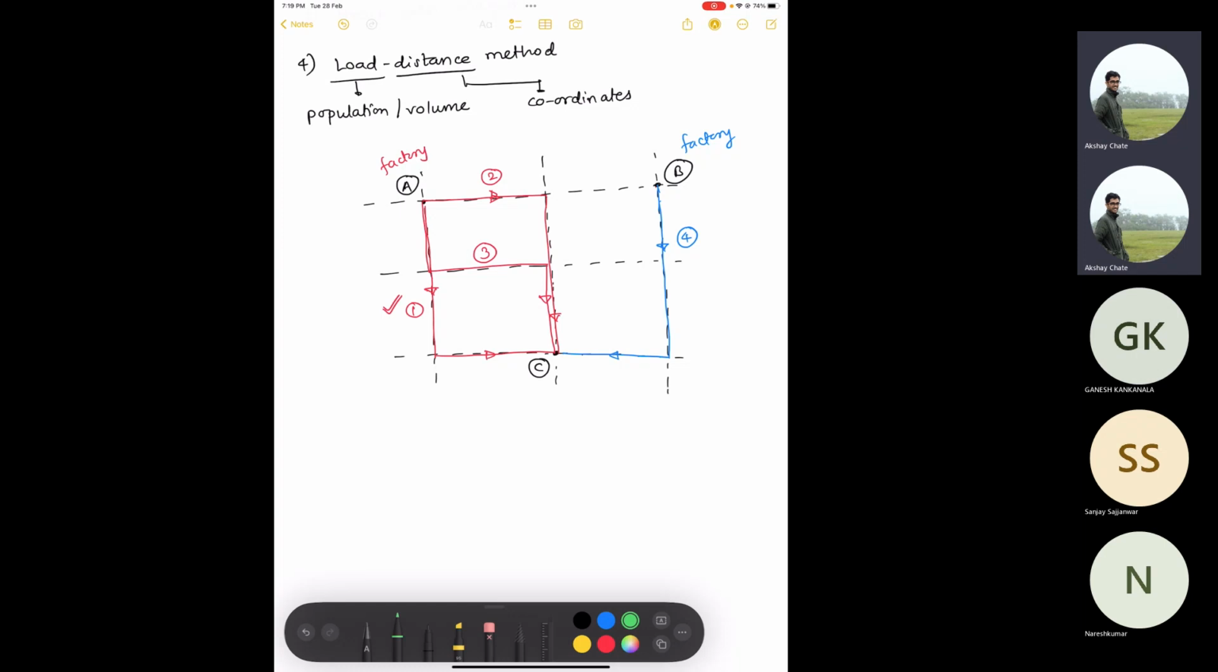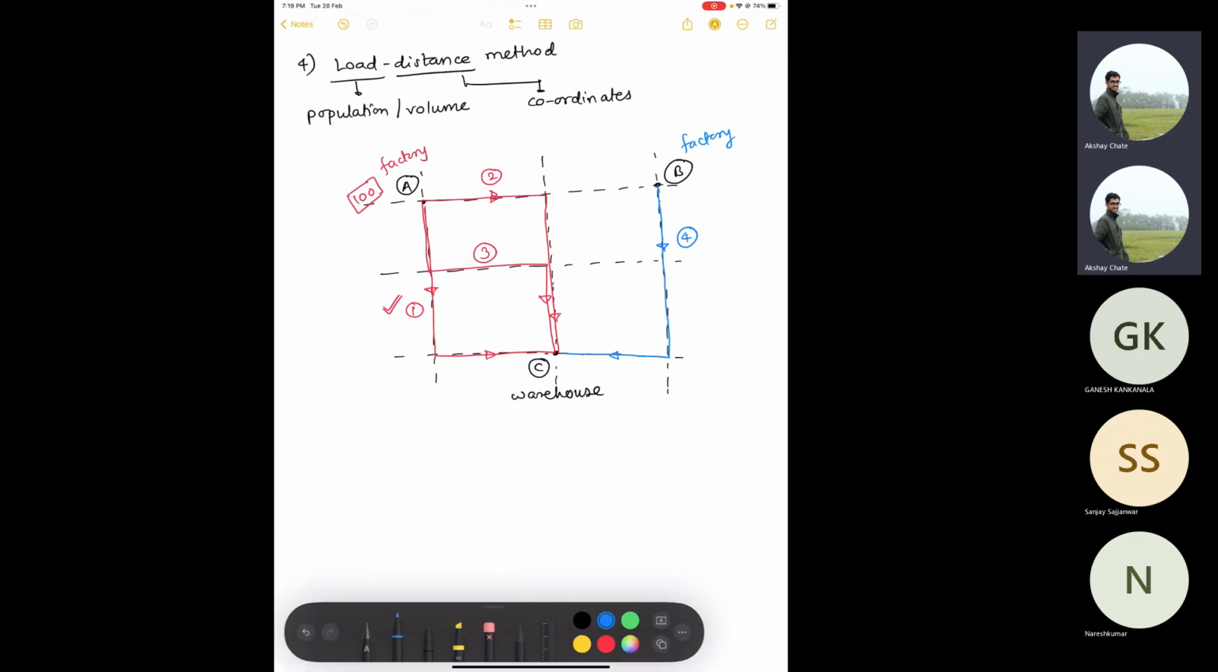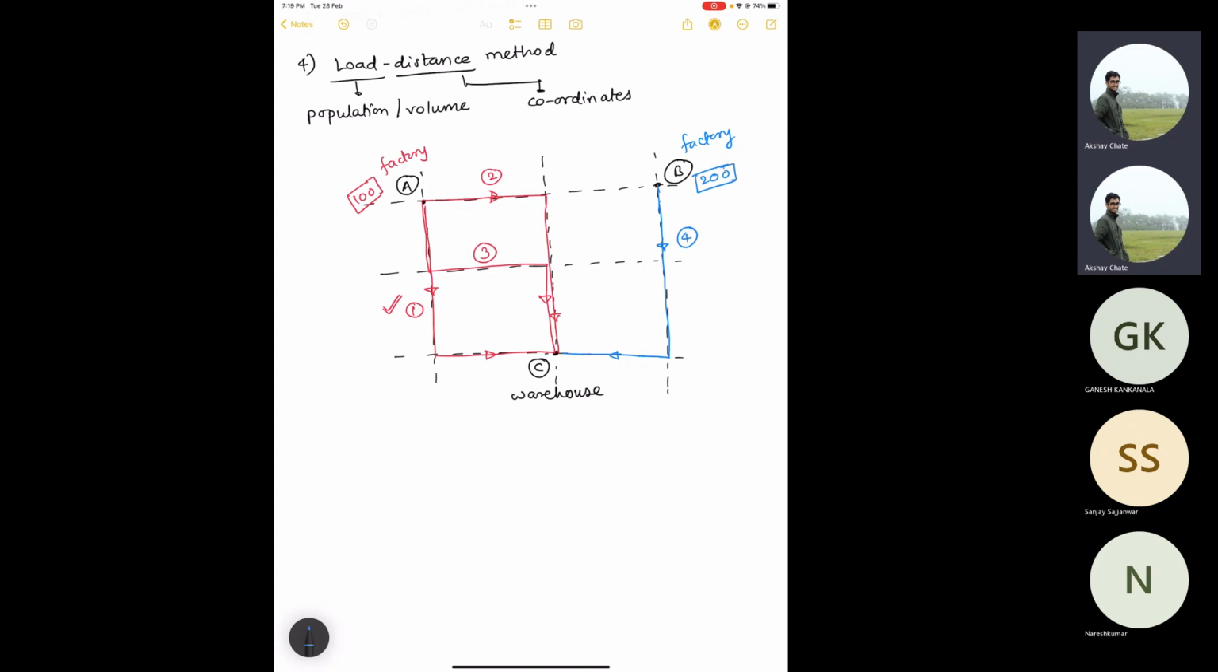So to avoid this confusion, what we need is another parameter, which is load. Then you look at how much factory A is producing. Let's say factory A is producing 100 units per day, or whatever, 100 units per month, whereas factory B is producing 200 units per month. So then it makes sense that you will give preference to factory B, because you have more volume to transport here. More volume means more sales and more business.